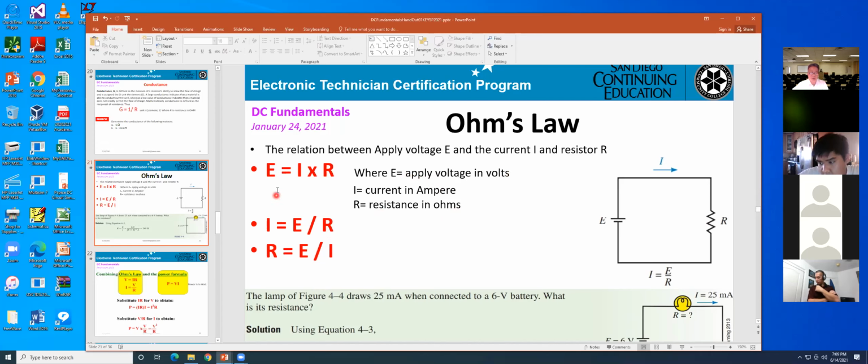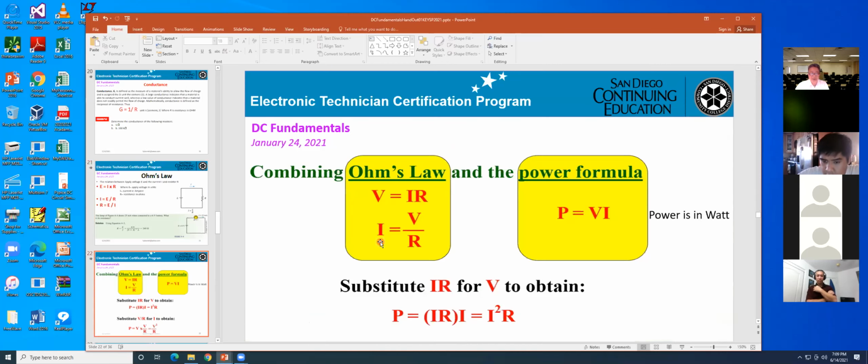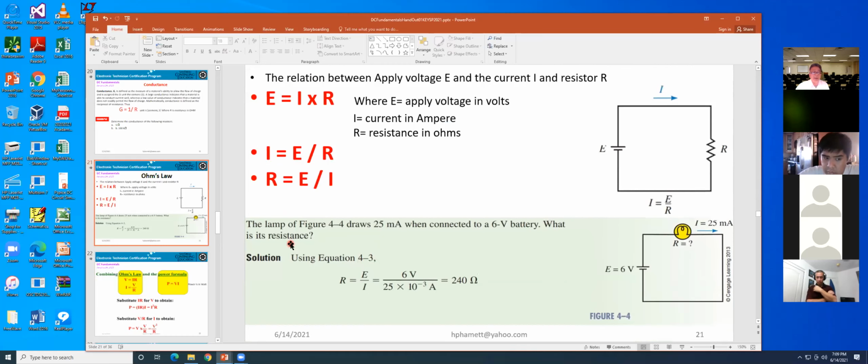Okay? And from this formula, you're able to calculate I. I equals E divided by R. Or you can calculate R equals E divided by I. Okay? They give you an example here.